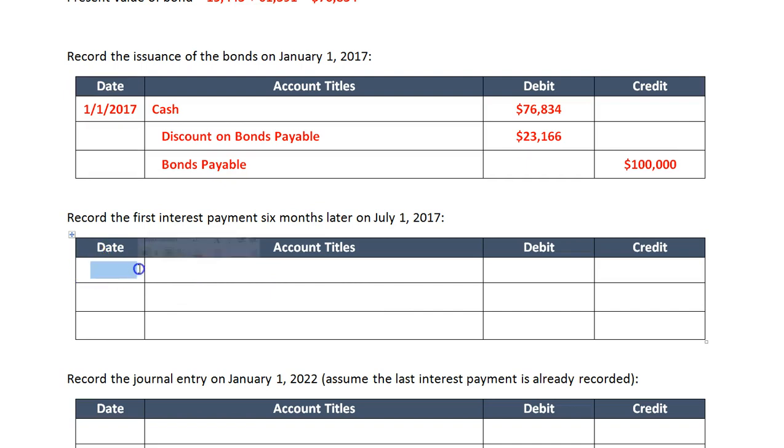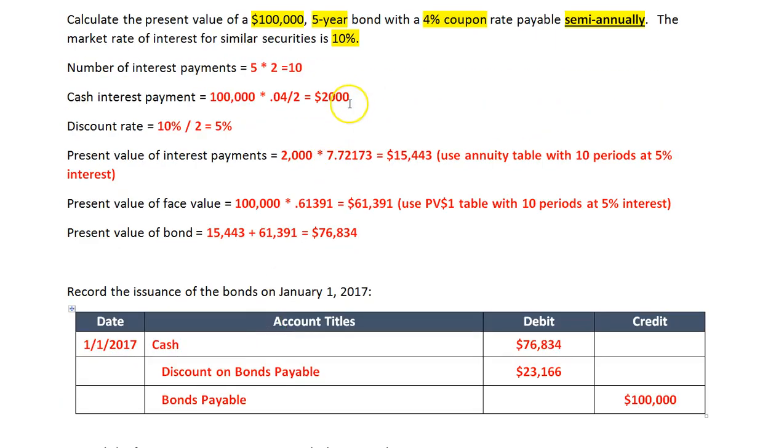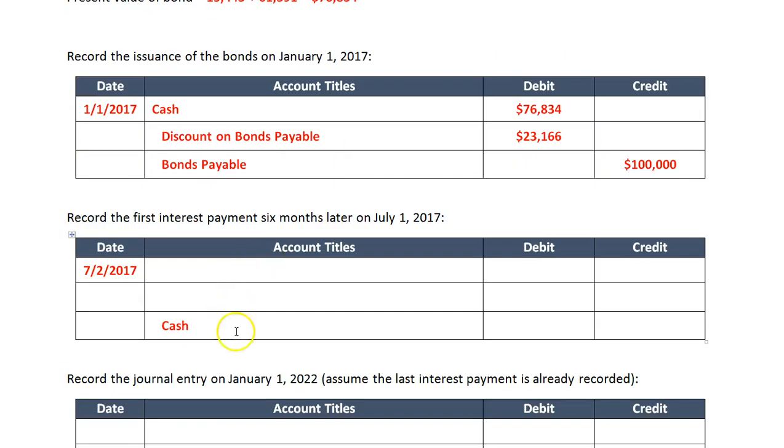6 months later, we're going to make the first interest payment, so we're going to pay out cash. And we've already calculated the amount of the interest payments, 2,000.